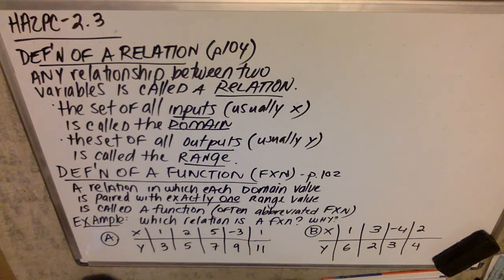This is Honors Algebra 2 Pre-Calc. We are doing 2.3, which is Introduction to Functions. So I'm going to give you two definitions in the reverse order that the book does because I think that makes more sense. So let's first start talking about the word relation.